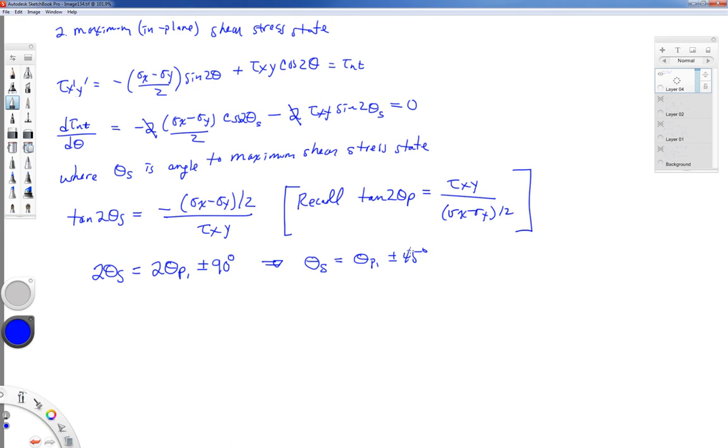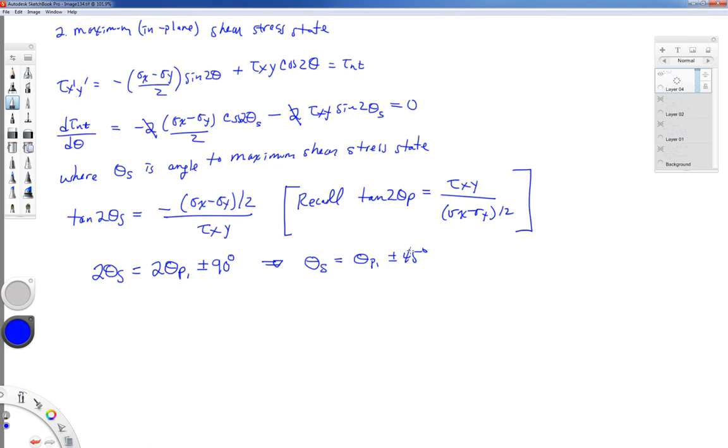We also had a case when we looked at torsion of a bar. Pure torsion gave us a maximum shearing stress state at 0 degrees and maximum sigmas at plus or minus 45. In that case as well, the shearing stress state is 45 degrees from the maximum normal stress state. Theta s goes with the shearing stress, theta p goes with the normal stress state. I know I said that kind of fast. I'll draw some pictures here in a moment.